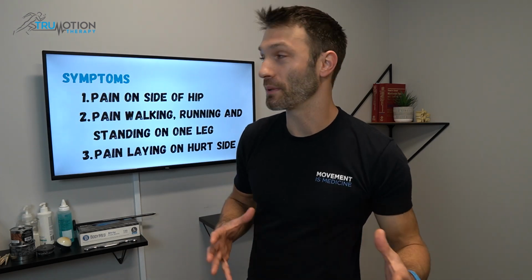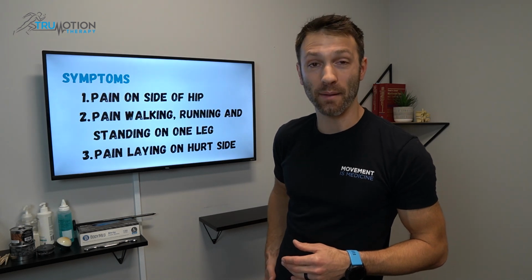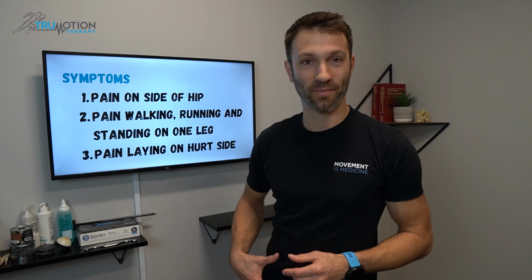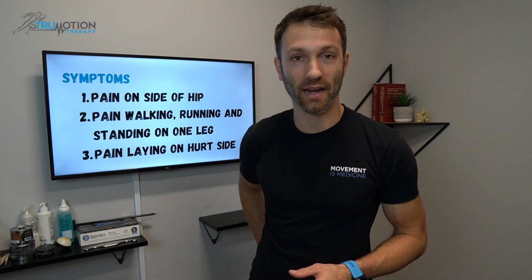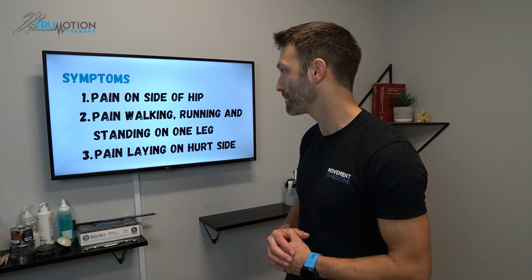So what are the symptoms of gluteal tendinopathy? What can we be looking for? So obviously we're gonna have pain on the outside of the hip. We may have some pain going down into the outside of the thigh as well, but we're not gonna have pain in the front of the hip. We're not gonna have pain in the back of the hip. It's gonna be the outside of the hip and maybe a little down into the thigh.